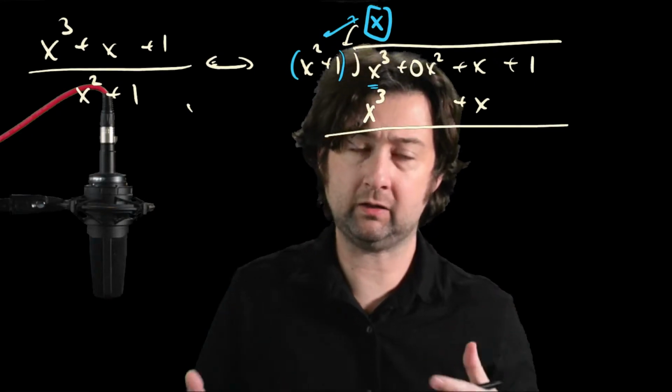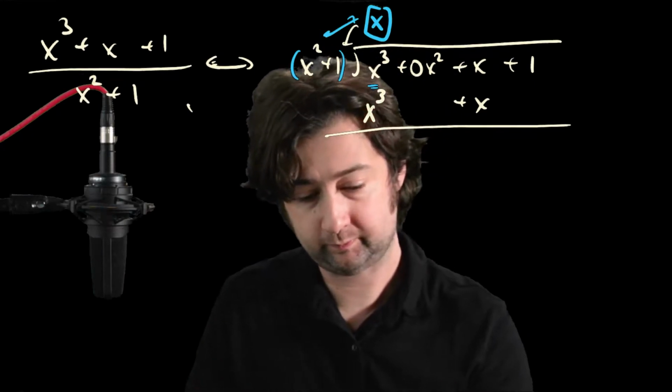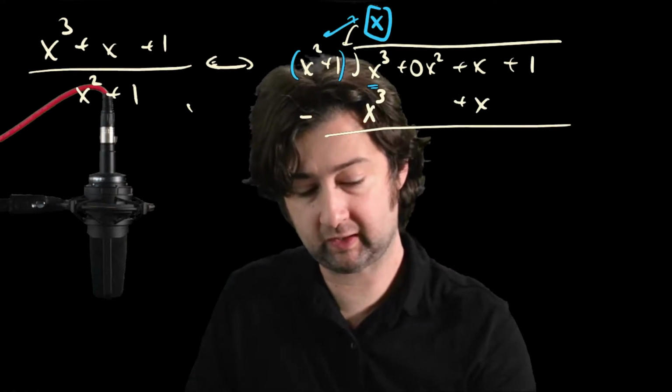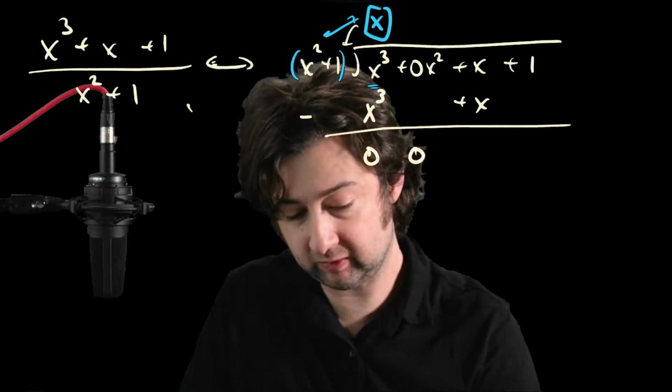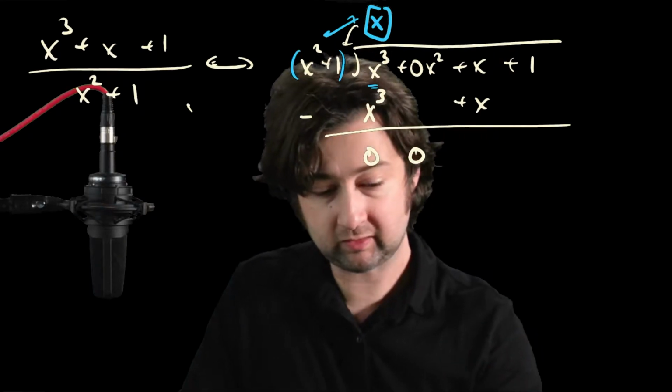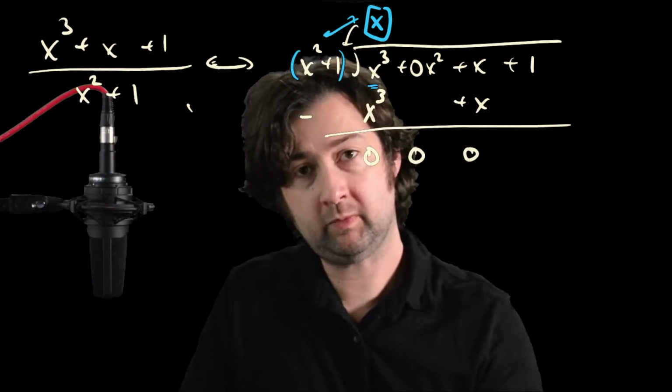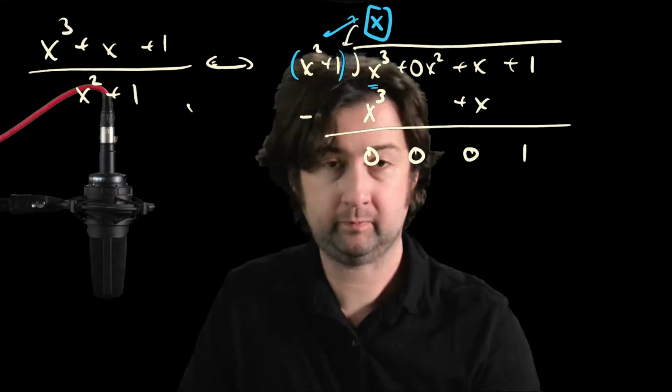And just like a regular division problem, now you subtract. X to the third minus x to the third is 0. 0x squared minus 0x squared is 0. X minus x is 0. And 1 minus 0 is 1.